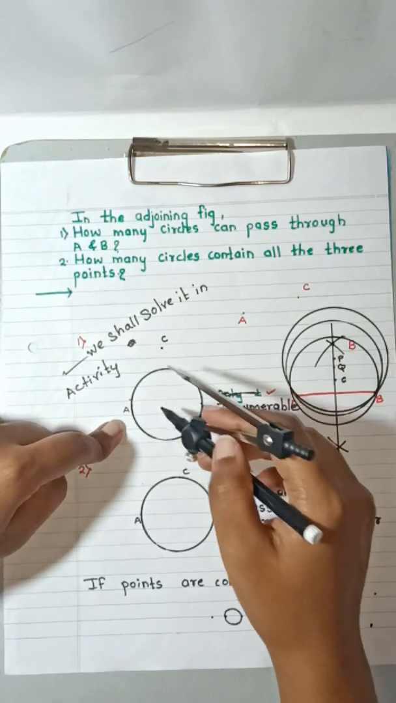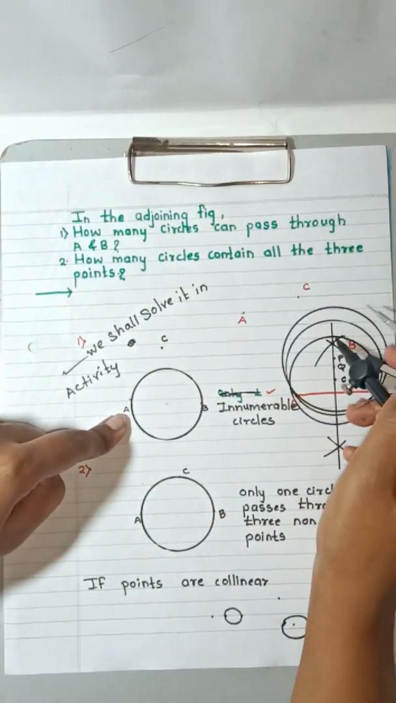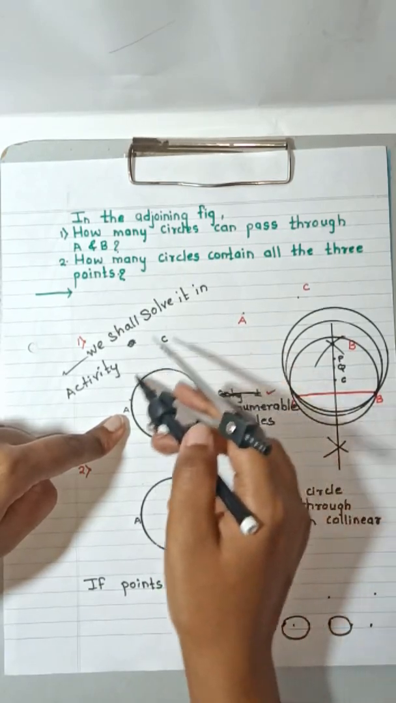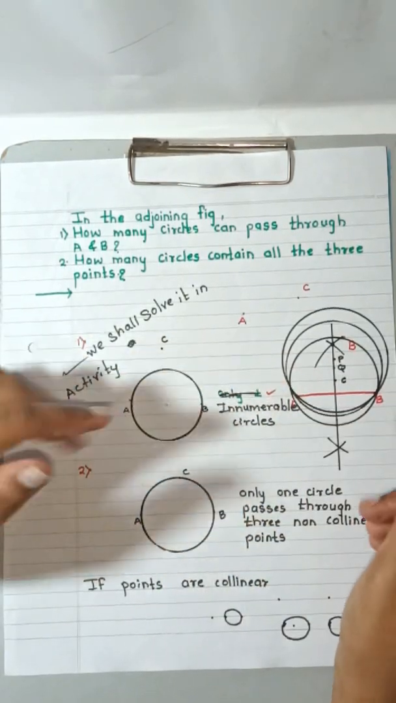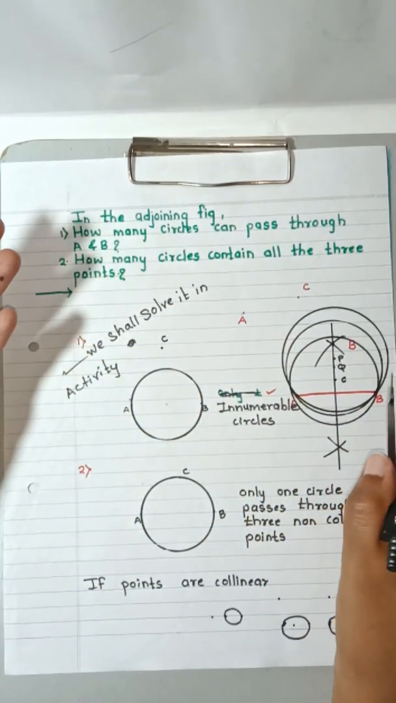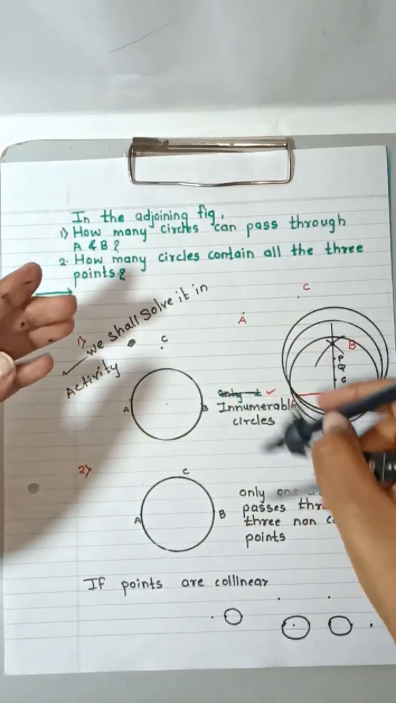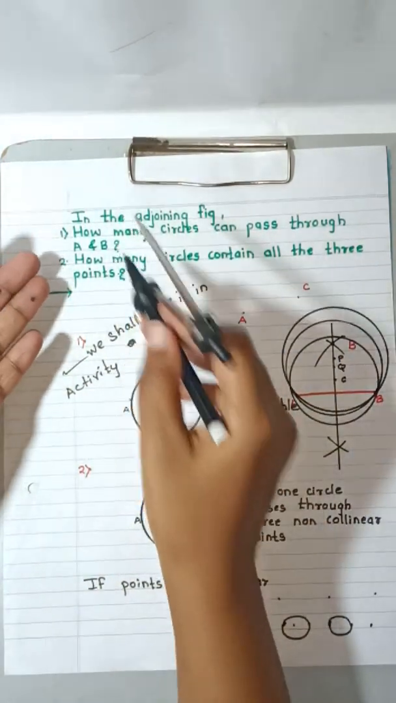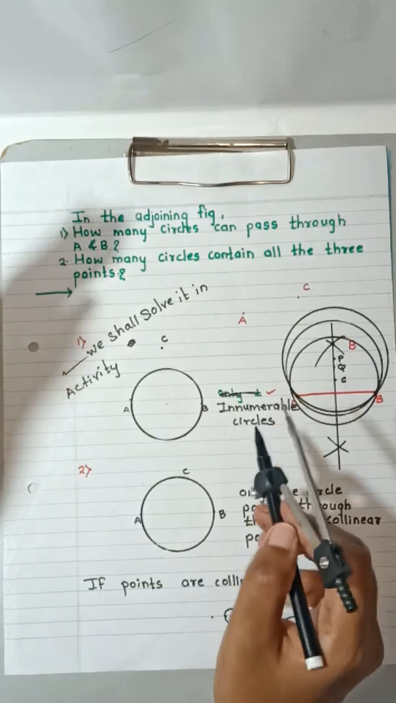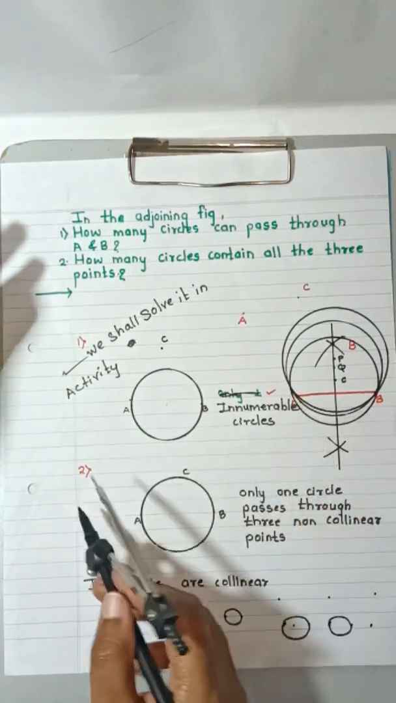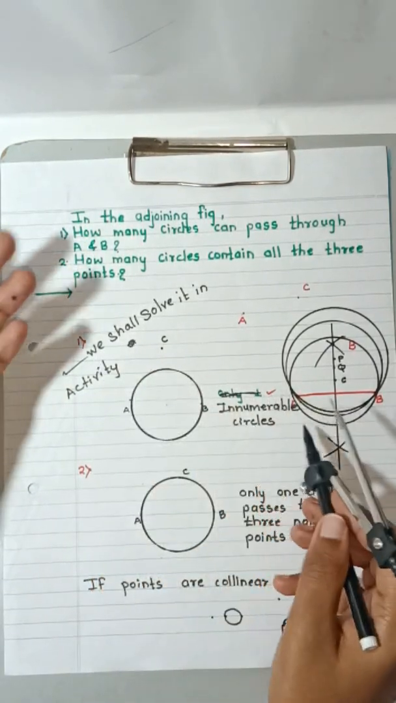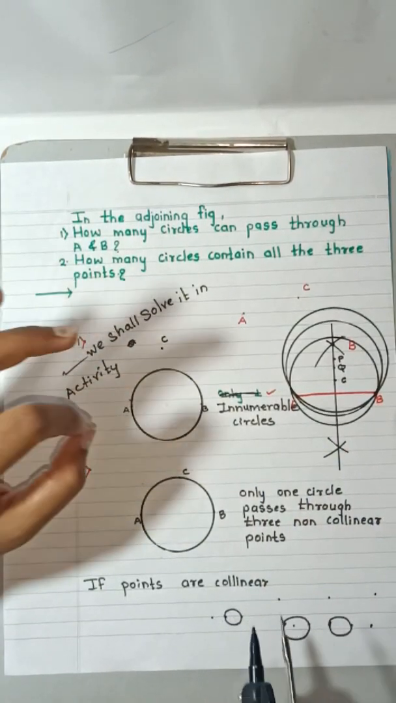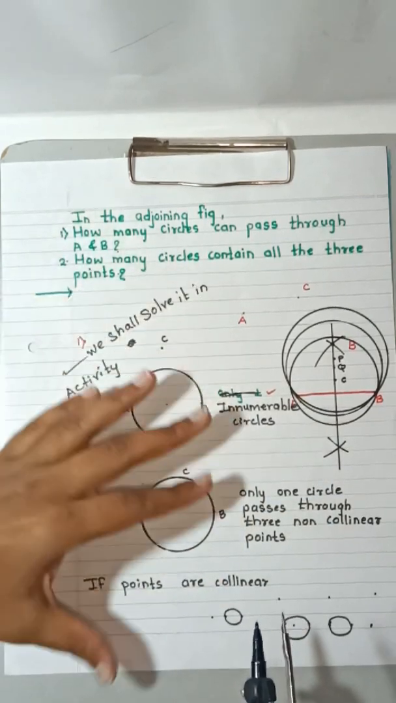Here, as they have given the points A, C and B, I have drawn one circle. But in that activity they are going to tell you that after drawing a perpendicular bisector, you can draw innumerable circles passing through A and B. So for the first one, write innumerable circles pass through A and B, and you may note down this third point in your notebook: if the points are collinear, then no circle passes through the collinear points.